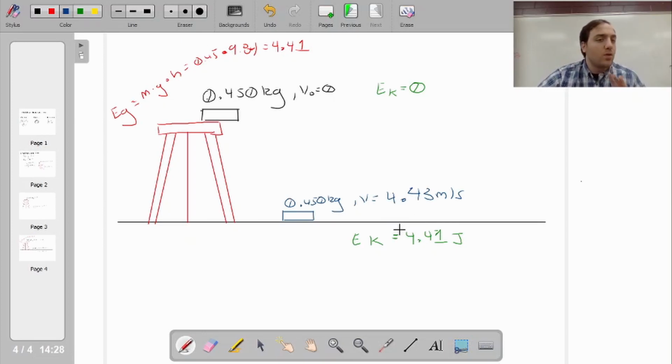If we look at the gravitational potential energy, however, on the ground it'll have 0 gravitational energy. But up here on the stool, it has 0.45 kilograms times 9.8 times 1 joules of energy, or 4.41 joules. The fact that this energy here and this energy here are the same amount isn't a coincidence. We'll talk about why a bit later, but things to think about for now.